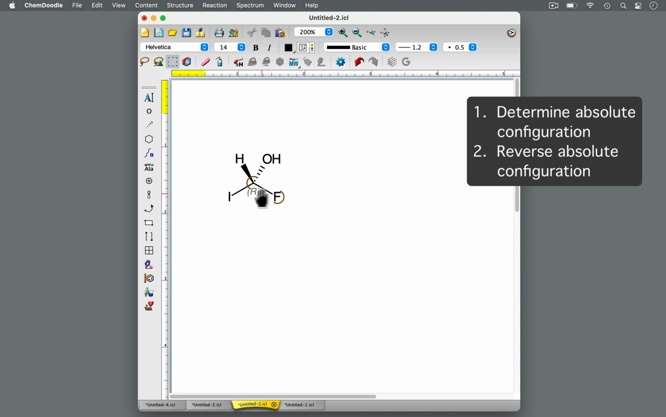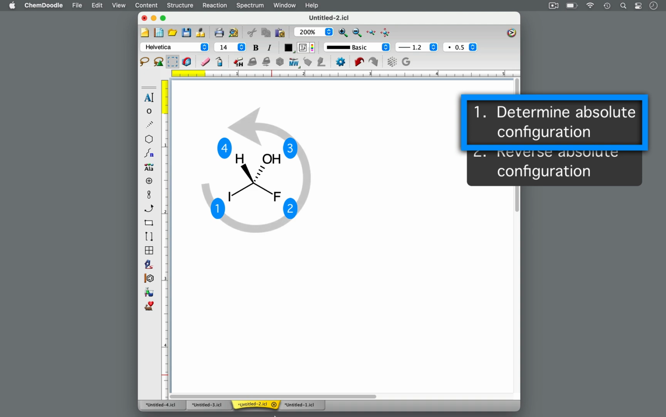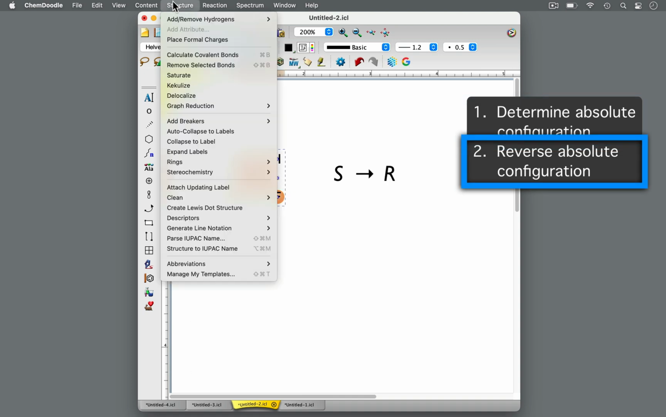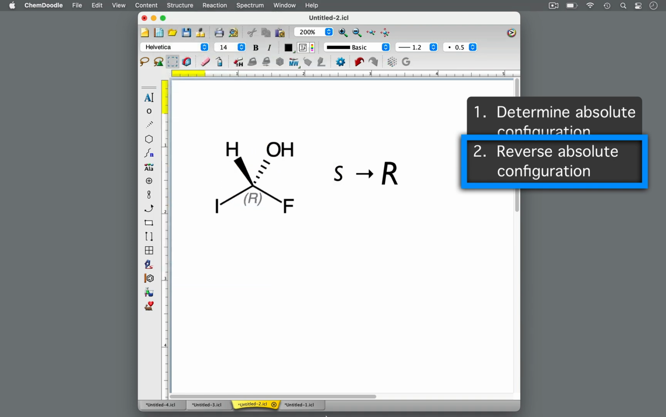Looking at the original molecule, let's assign CIP priorities. Now, let's draw an arc from priority group 1 to 2 to 3. The arrow direction is counterclockwise, which means S. But remember that the lowest priority group is oriented toward us, so we switch the configuration to the opposite, R. Matching what we determined previously.